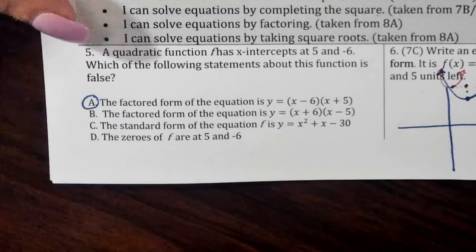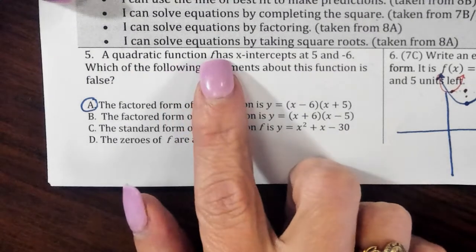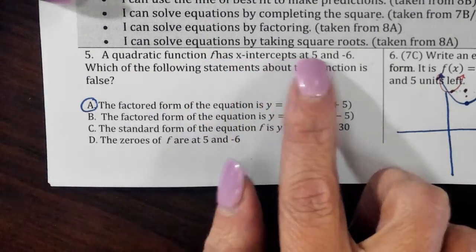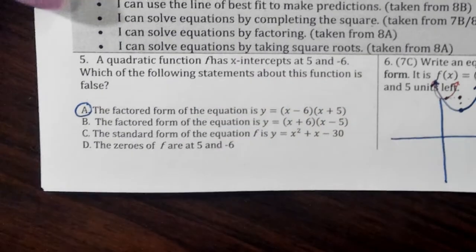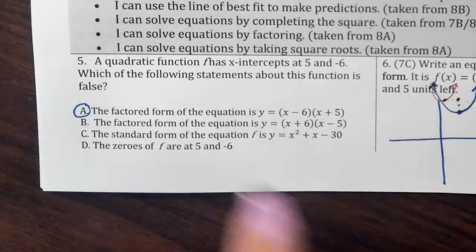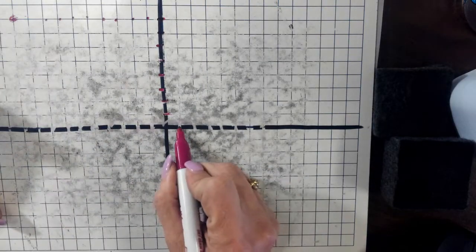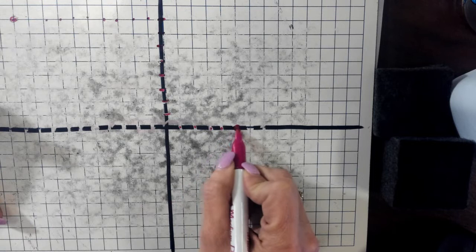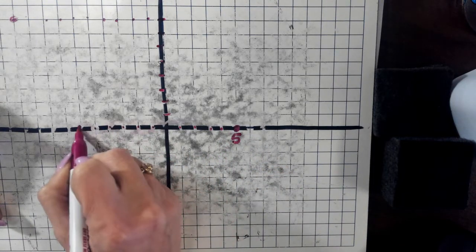So I'm going to look at this first one, and I know I circled A, so just pretend like I didn't. A quadratic function f has x-intercepts of 5 and -6. Which of the following statements about this function is false? Okay, so here's what I'm going to do. If I've got x-intercepts of 5 and -6, I'm going to go on my board here and actually draw them in. So x-intercepts of 1, 2, 3, 4, 5, and 1, 2, 3, 4, 5, -6 right here.